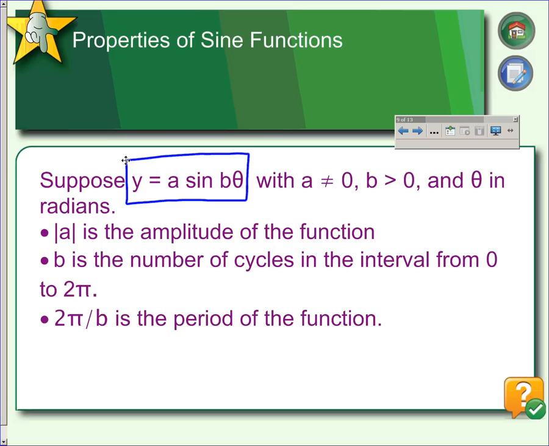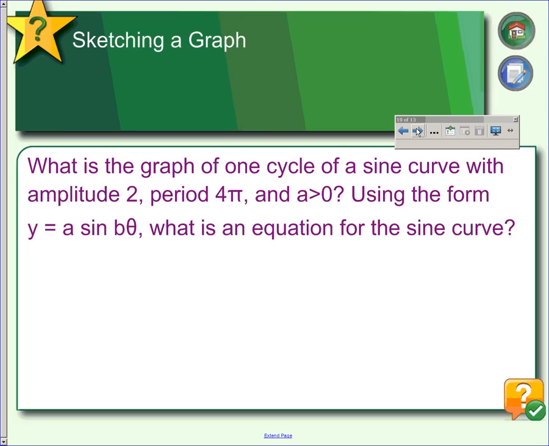The B value tells you the number of cycles in the interval from 0 to 2 pi, and then 2 pi over B is how you calculate the period of the function. So let's give it a try. Suppose we have this information. What is the graph of one cycle of a sine curve with an amplitude of 2 and a period of 4 pi, where the amplitude is greater than 0?